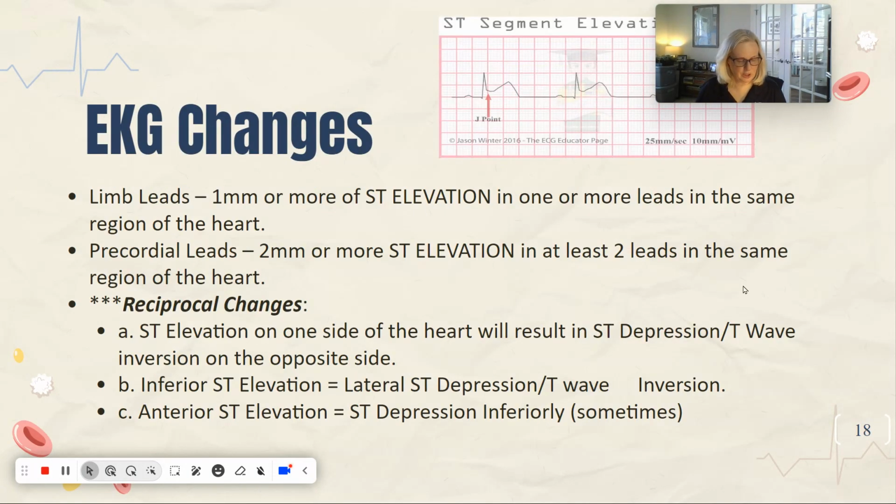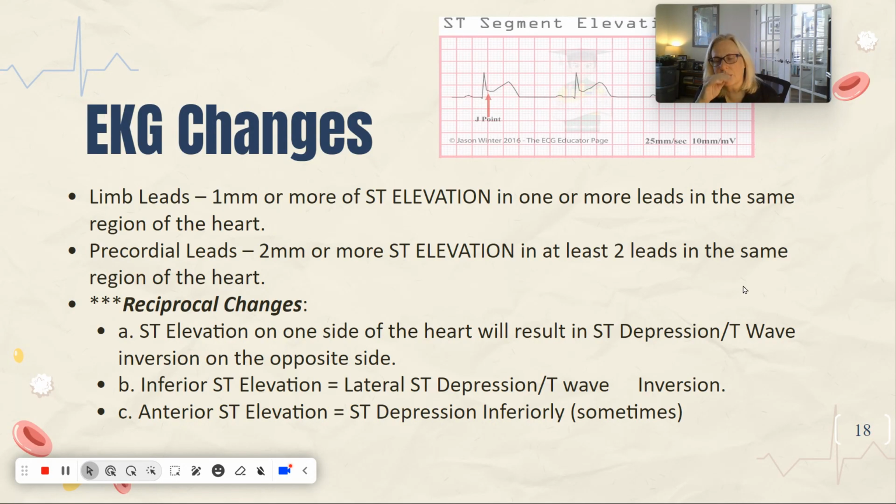Okay, so EKG changes in the limb leads. That's our leads, Roman numeral 1, 2, 3, AVR, AVL, and AVF, those 6, right? In our limb leads, if you see 1 millimeter or more of ST elevation, so that's one box, right? 1 millimeter or more in the leads in the same region of the heart, then we have an MI. In the precordial leads, so in leads V1 through 6, it needs to be a little bit taller, 2 millimeters or more ST elevation, and at least 2 leads in the same region.